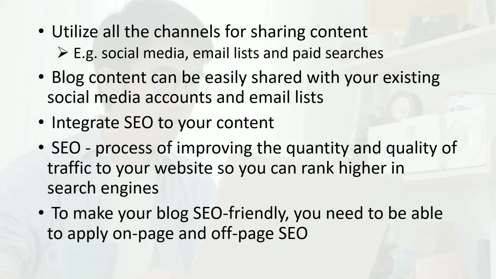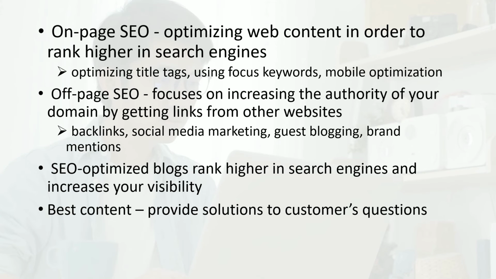When creating content, make sure that it's integrated with search engine optimization, or SEO. SEO is the process of improving the quantity and quality of traffic to your website, so you can rank higher in search engines. You must ensure that every blog is SEO optimized, so you can get the most traffic out of it. To make your blog SEO friendly, you need to be able to apply on-page and off-page SEO. On-page SEO refers to optimizing web content in order to rank higher in search engines. These techniques include optimizing title tags, using focus keywords, mobile optimization, and more.